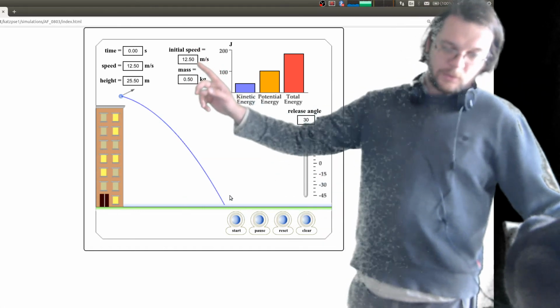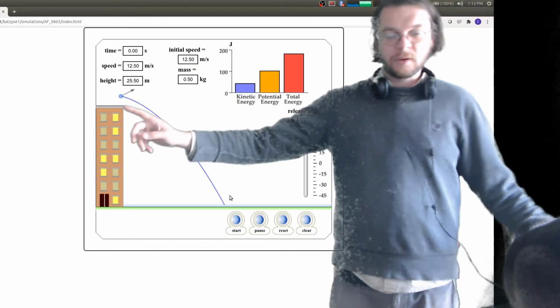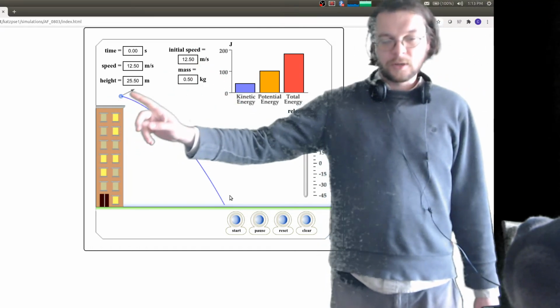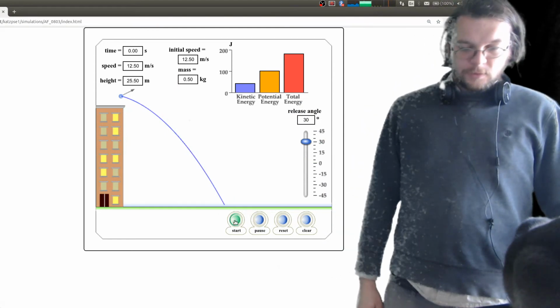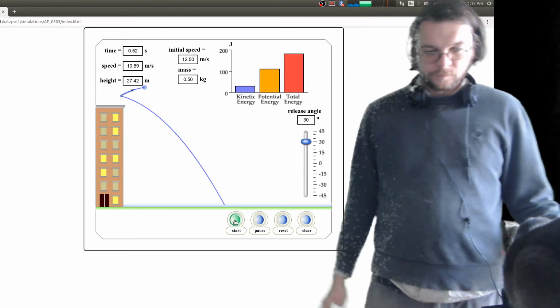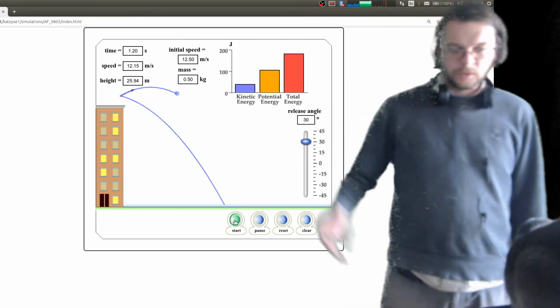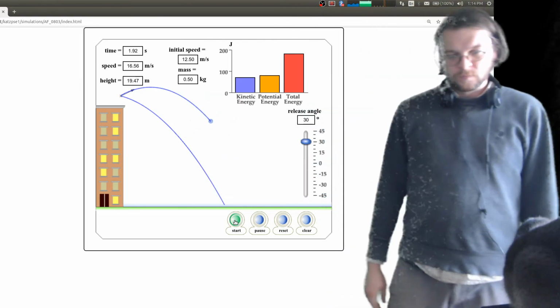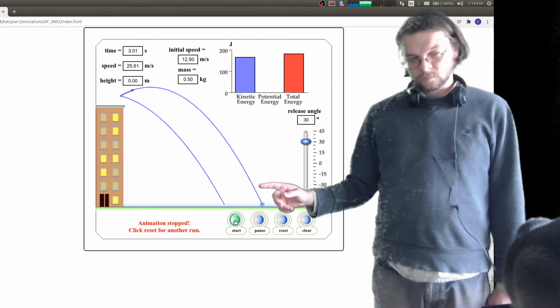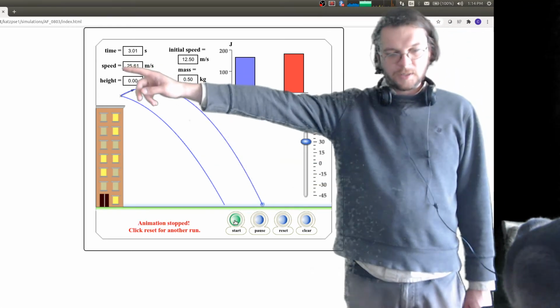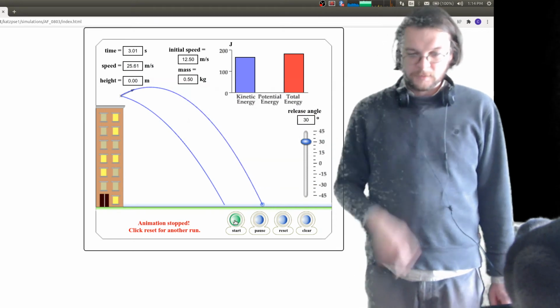The initial speed again is 12.5 meters per second. And specifically, this is the speed that it's launched at. Right? And then we're going to see what happens. Alright, so here we go. So we're launching it, launching it, launching it, launching it. Do you think it's going to be faster or slower? 25.61. It's the same. What?